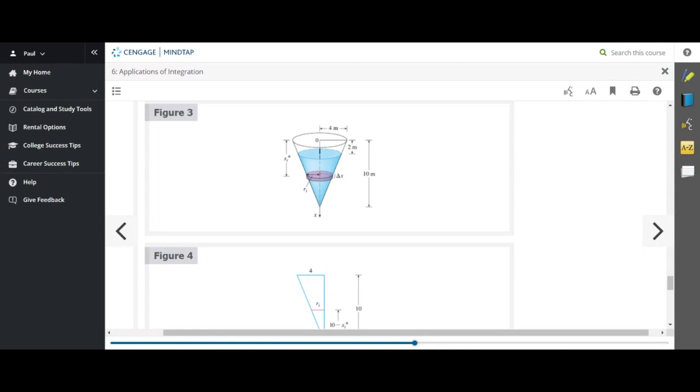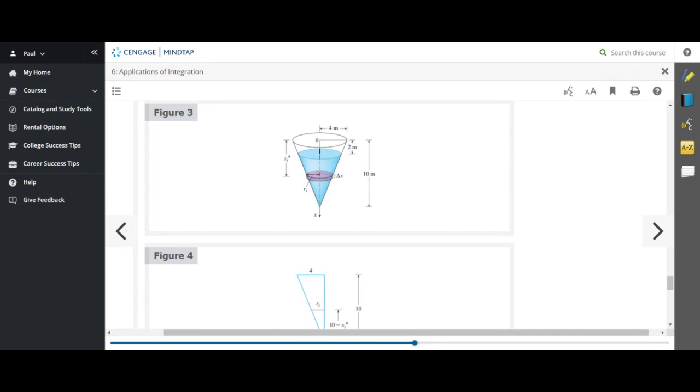The ith layer of water, that pink ith layer, is a distance of x sub i meters from the top of the tank. The water would be pumped out of the top of the tank. And there's some radius, r sub i, for that ith layer of water. That radius naturally is going to vary depending on how far down your ith layer is. And the ith layer of water has a height of delta x.